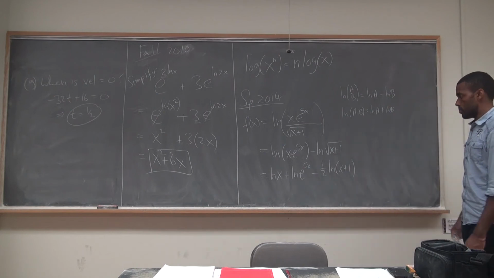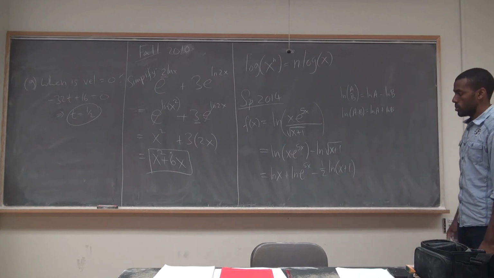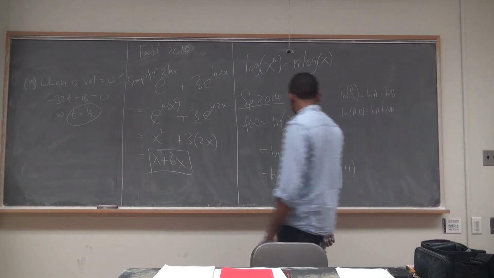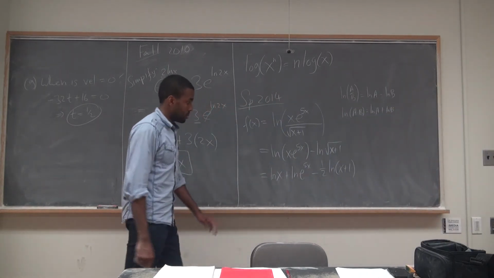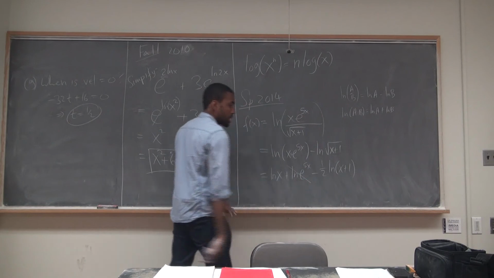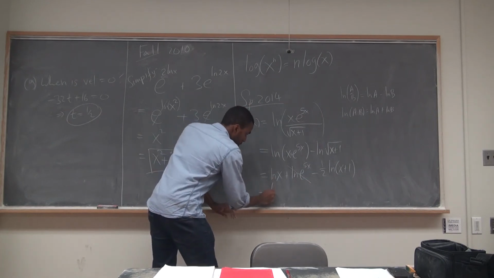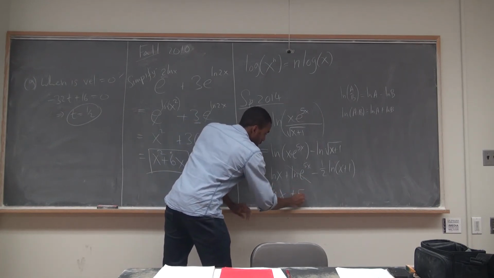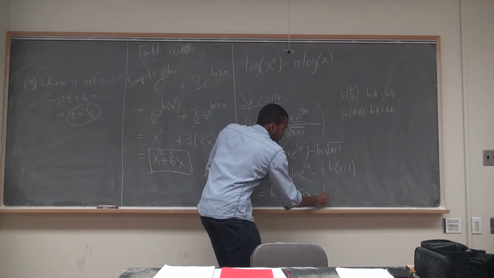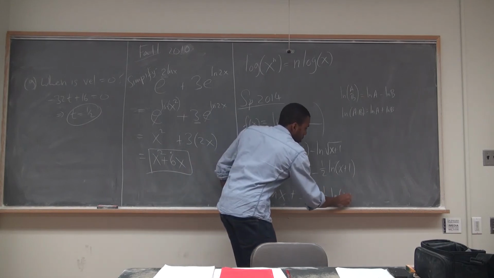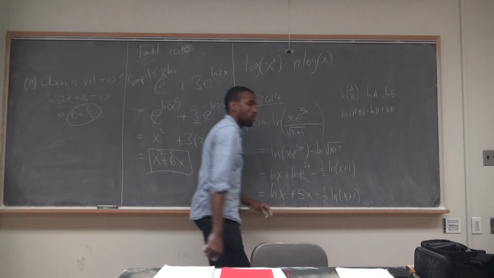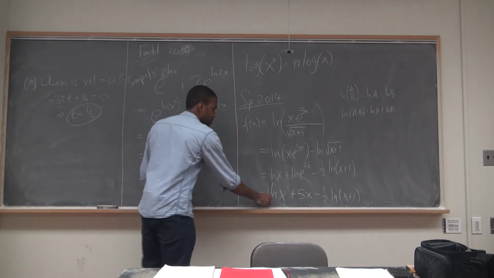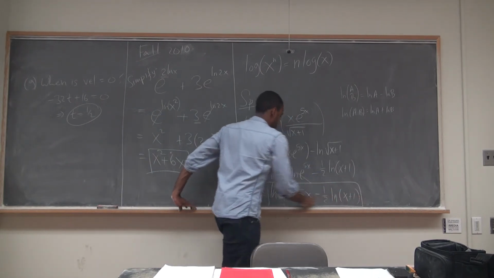So we're done? I think we could further break up the ln of x plus 1. You can't. This one though, ln and e are right beside each other, they cancel. So it's ln x plus 5x minus 1/2 ln of x plus 1. There's no rule to break up this log of a sum. So that's it.